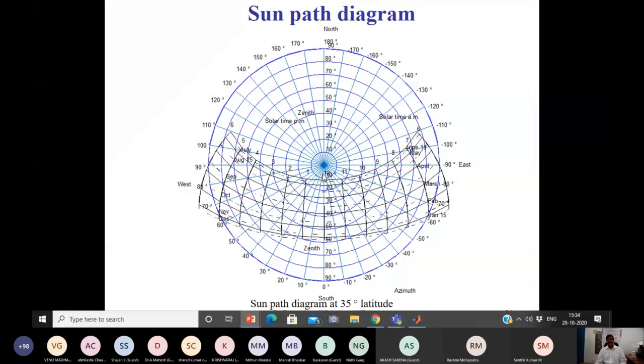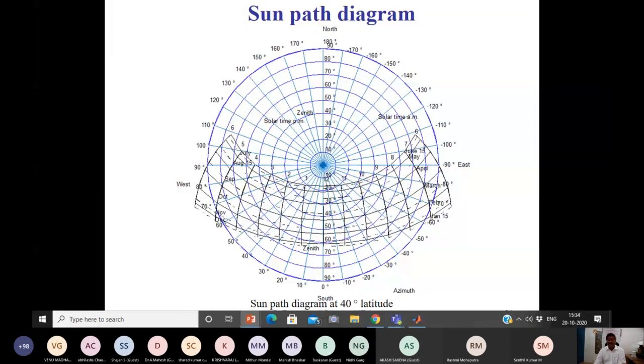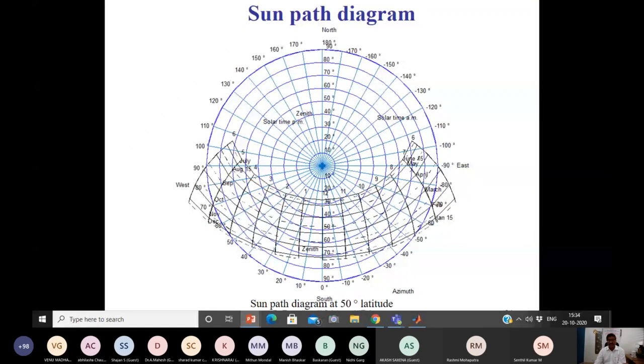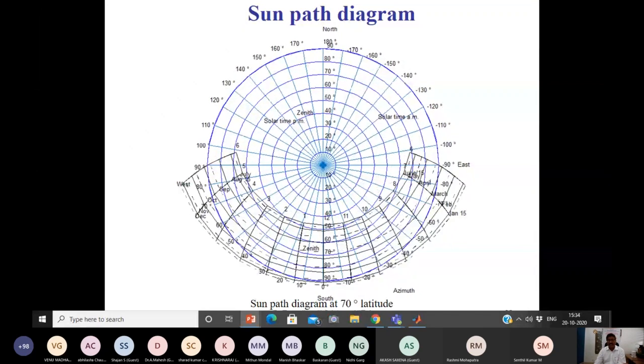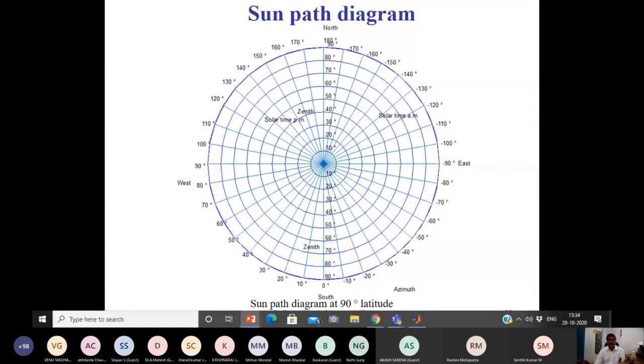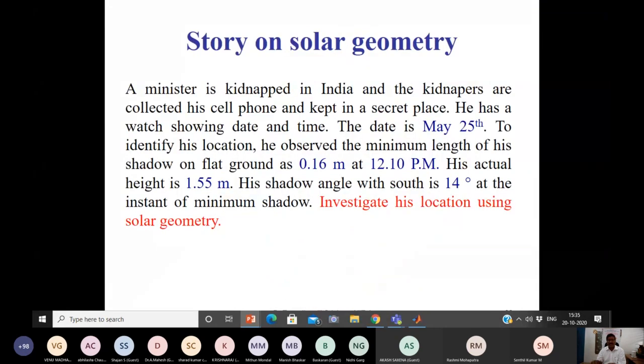And you can see that zero zenith is moving away from zero here, from 35 degrees, 40, 45, 50, 55, 70, 85, 90. Now it's the pole. You can't see any sun path diagram at these poles, because the poles are extreme points, both the north pole as well as the south pole. These extreme points, that's why you can't see the sun path diagram.